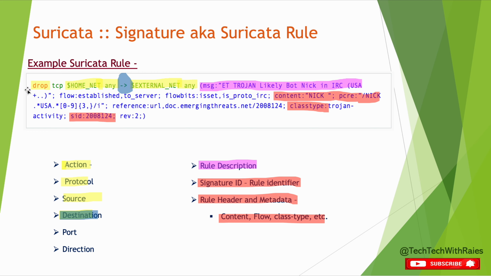The very first thing is the action. When a particular packet is coming and this particular signature is hit, this is the action that will be taken when something is hit. This is action, this is protocol, this is source, this is destination, this is source port number, this is destination port number, this in blue color is direction, and this is message. When the signature is hit, this message it will print and log to the files.